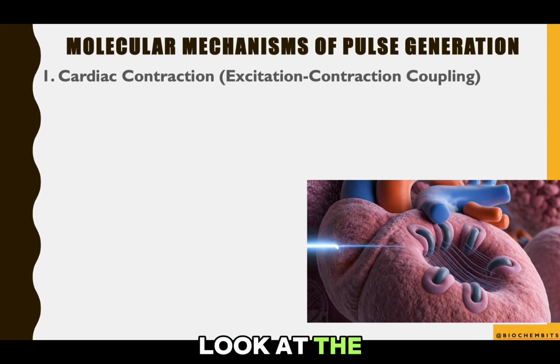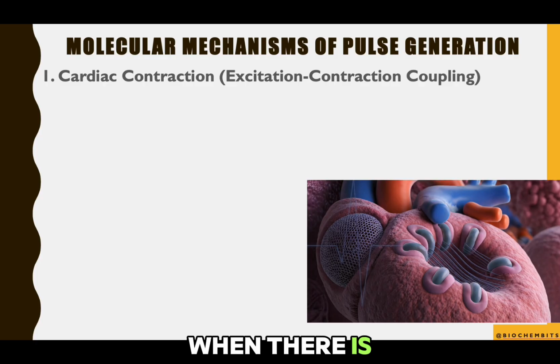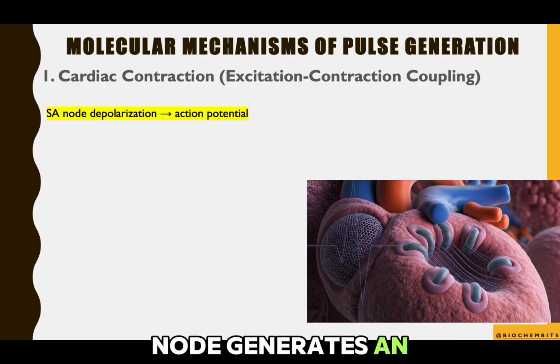Yeah, so now let's look at the molecular details of how pulse is generated, and it all starts with the cardiac contraction through the process that is called excitation-contraction coupling. You see in the video when there is a sinoatrial generation. I mean, the sinoatrial node generates an action potential. Let me play the video again to let you see.